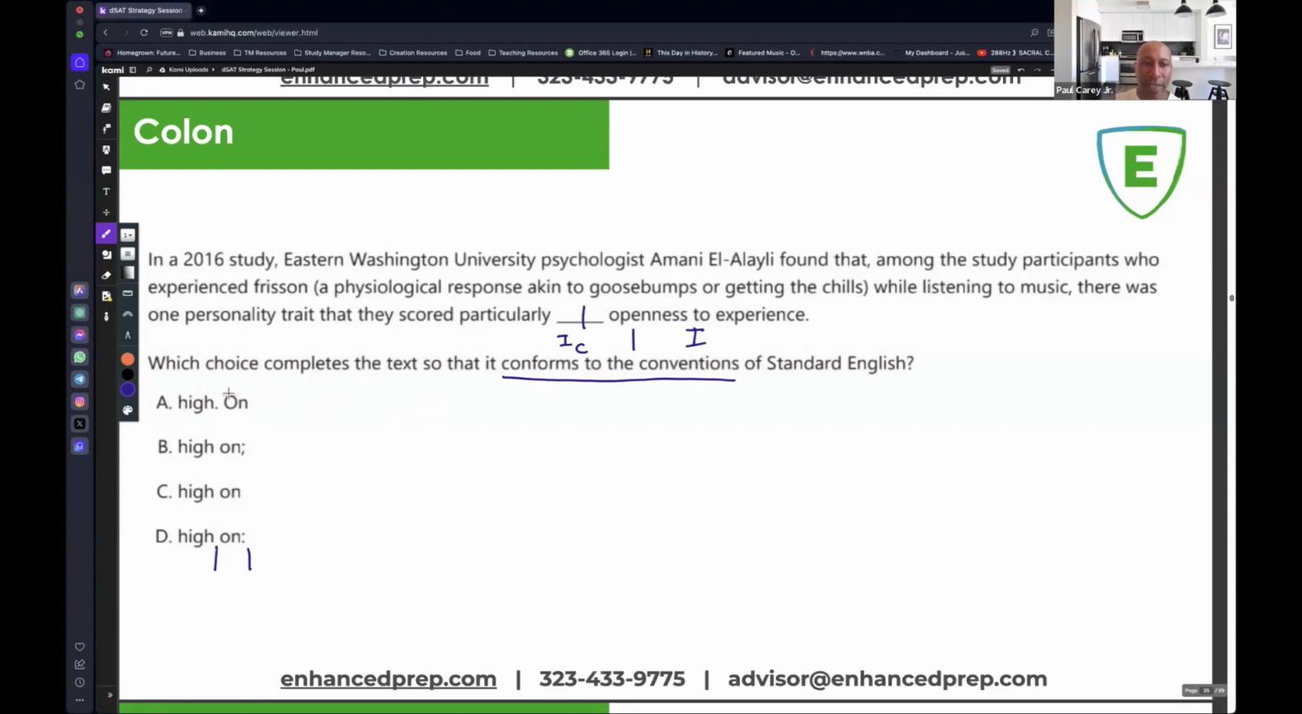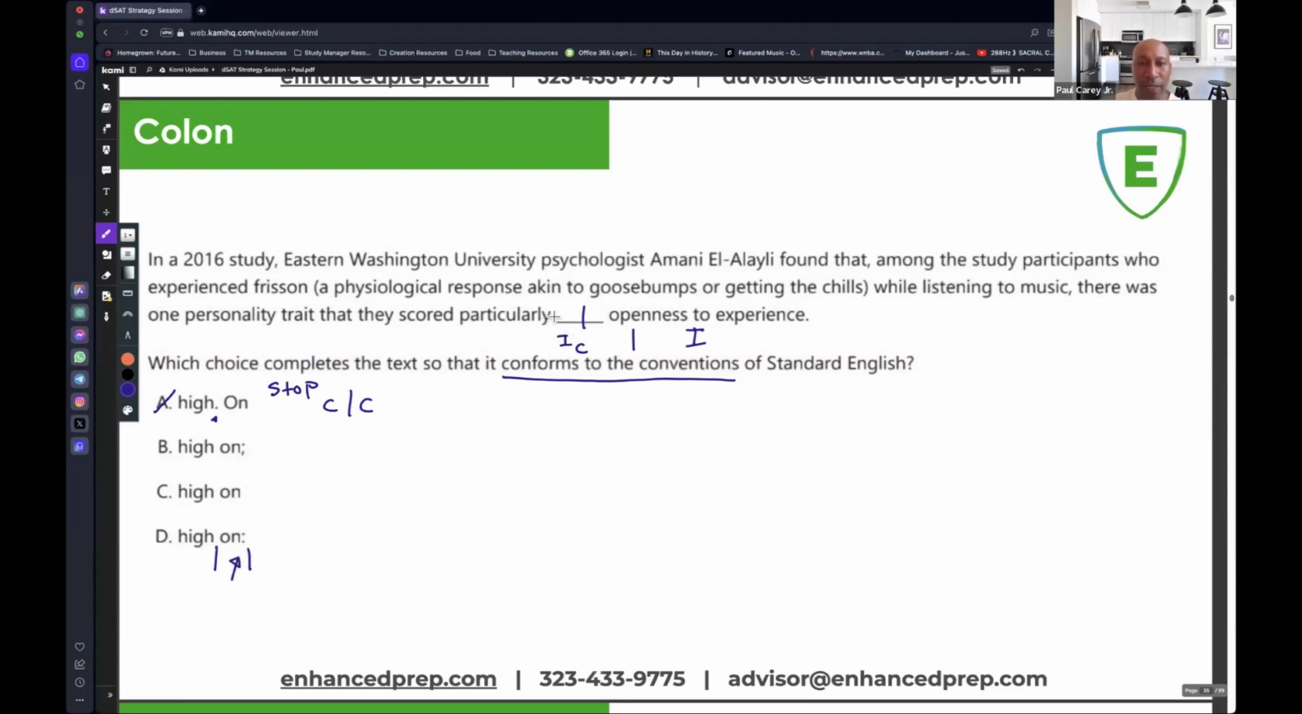In this case, we know that we can't use the first one where it's the high part right here because that has a stop punctuation. And we know that we don't have two complete ideas. So right away, we know that that one's not going to be correct and that our punctuation is going to need to go after the on part. So let's check this part out now.